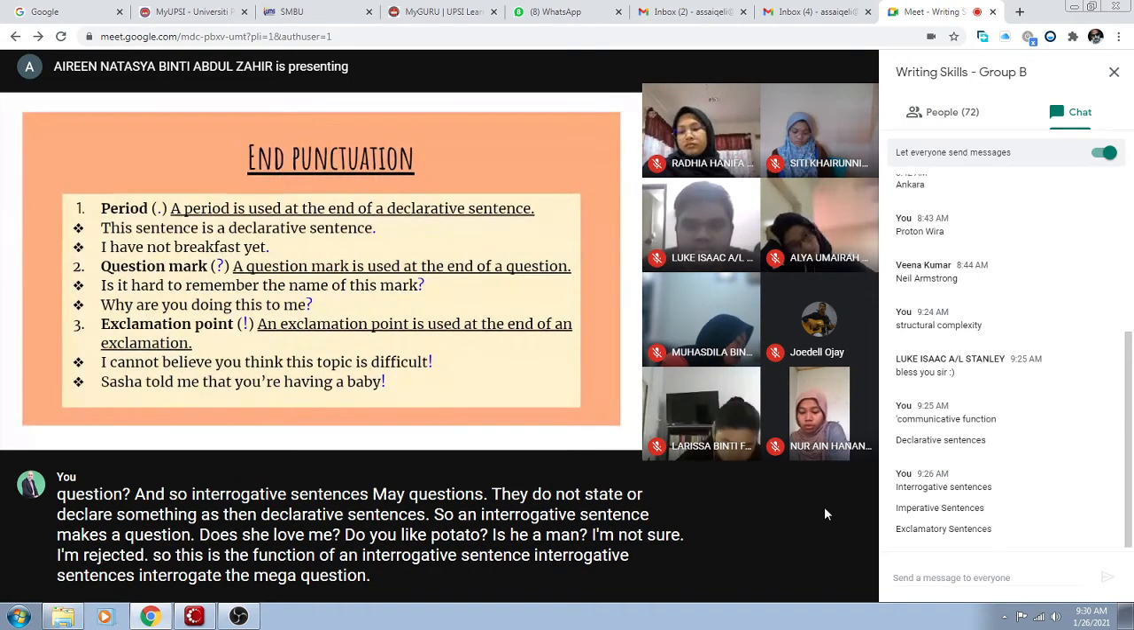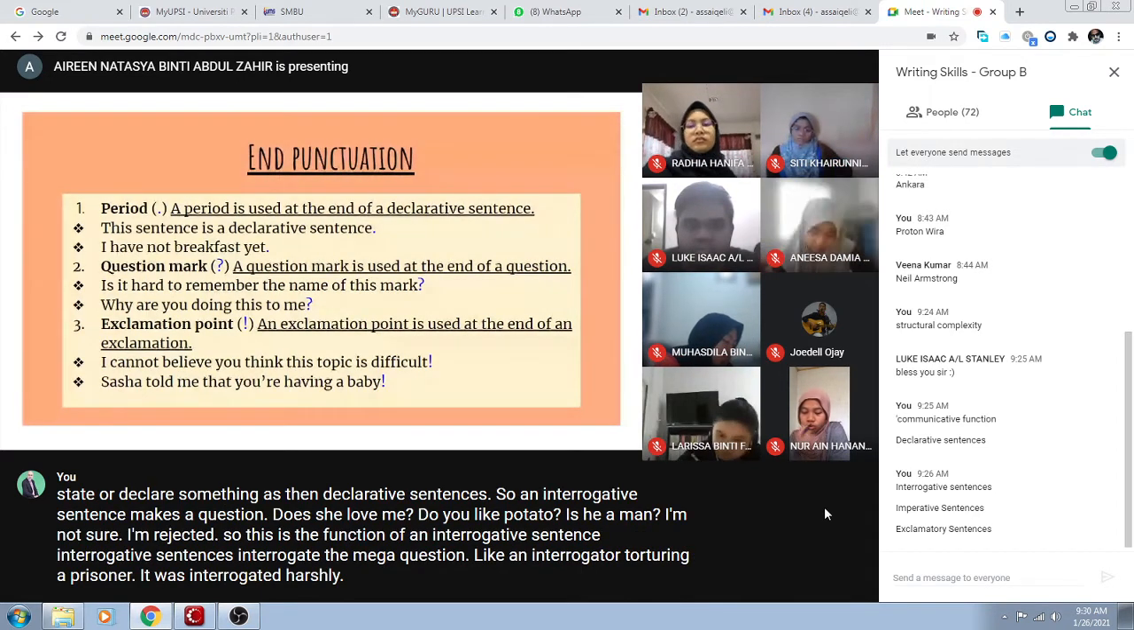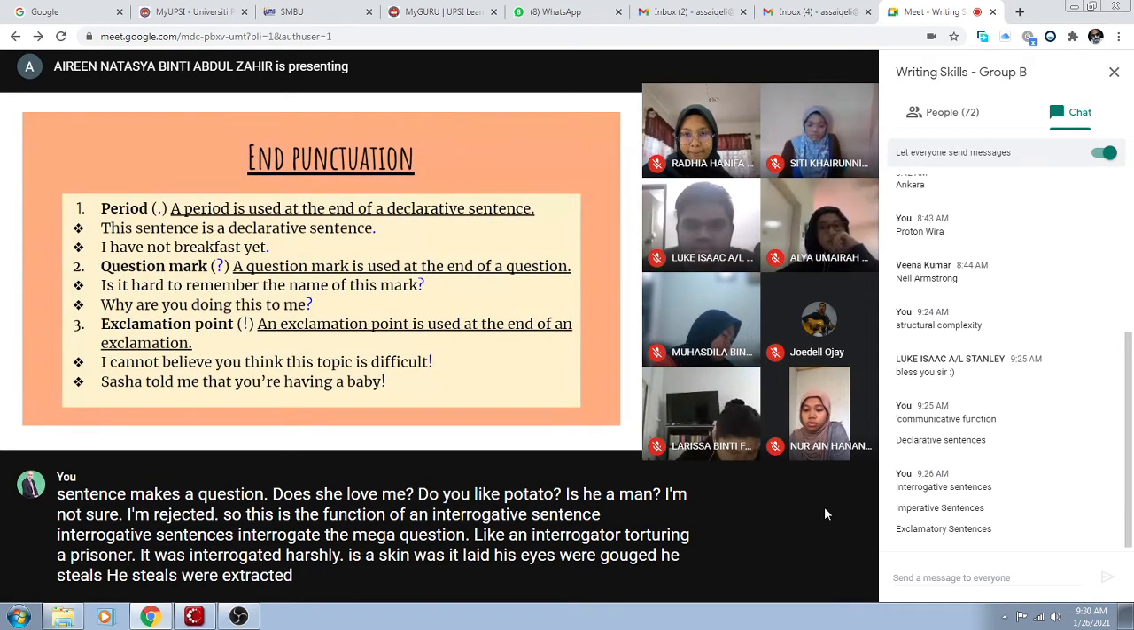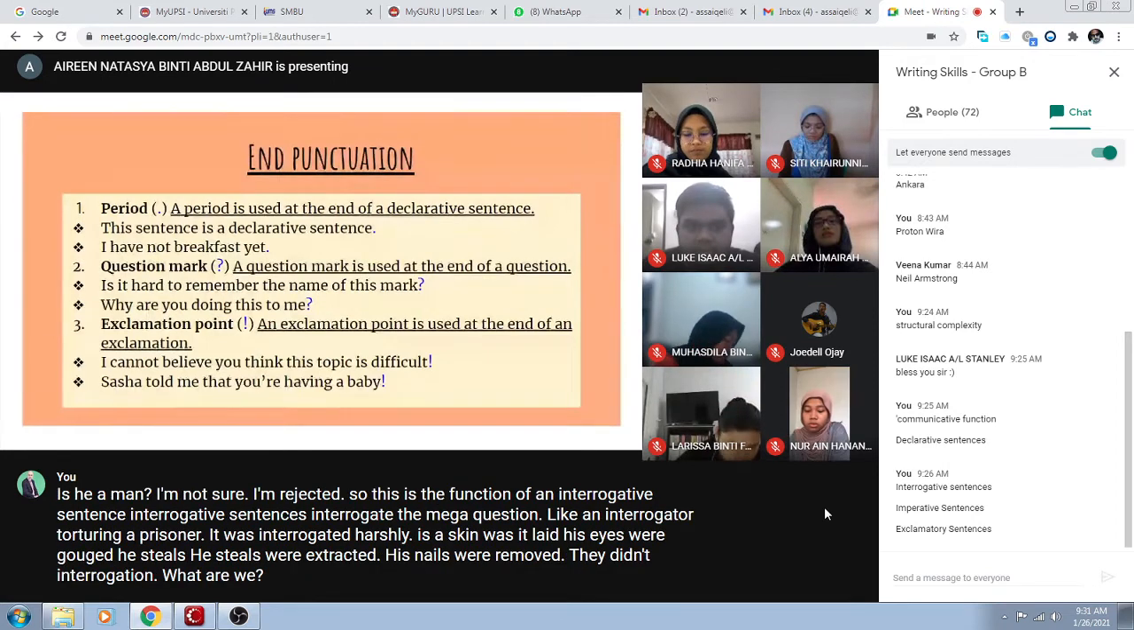Like an interrogator torturing a prisoner. He was interrogated harshly. His skin was flayed. His eyes were gouged. His teeth were extracted. His nails were removed during the interrogation. Where are we?